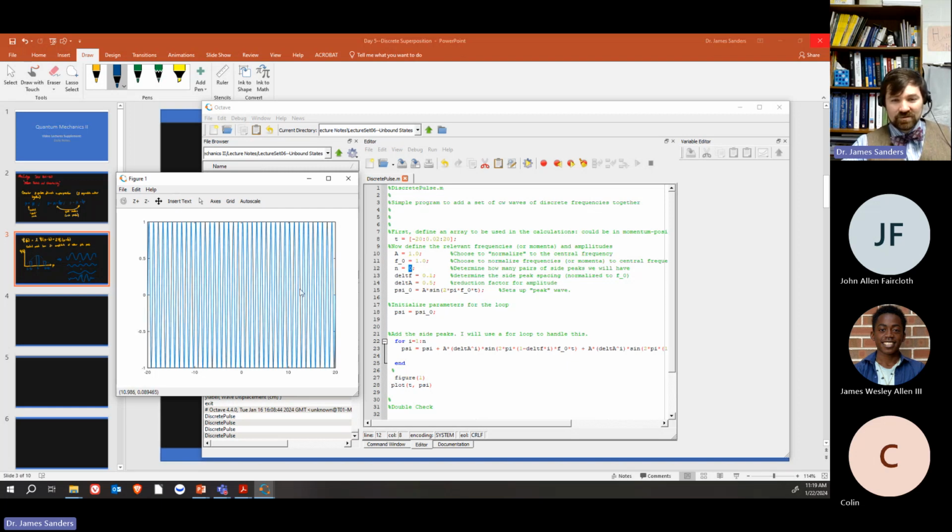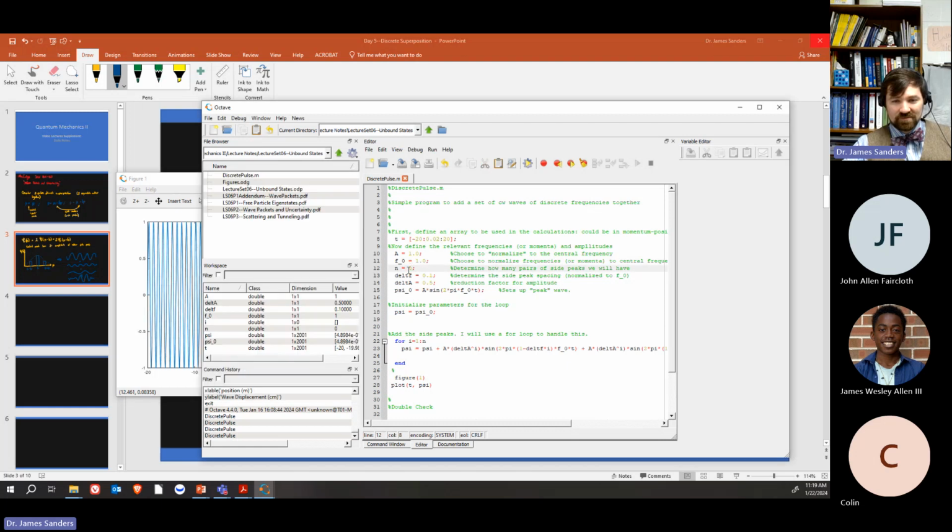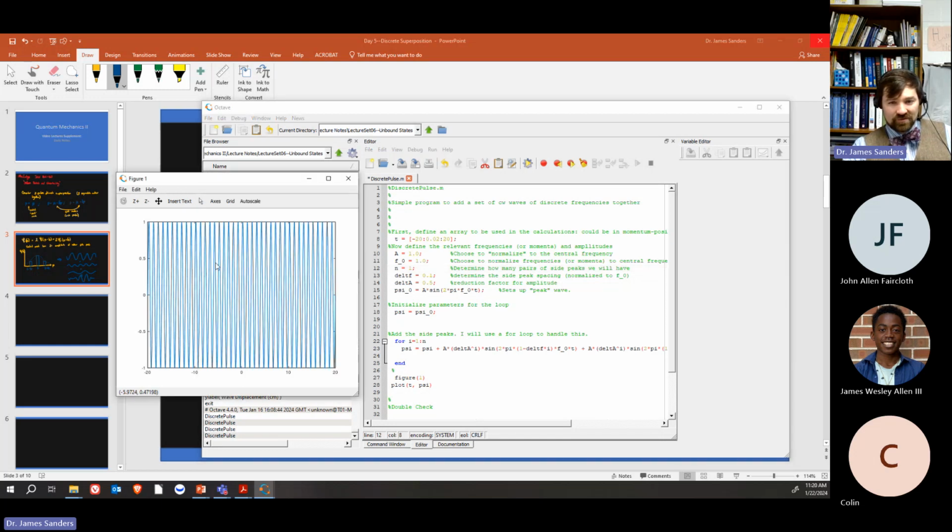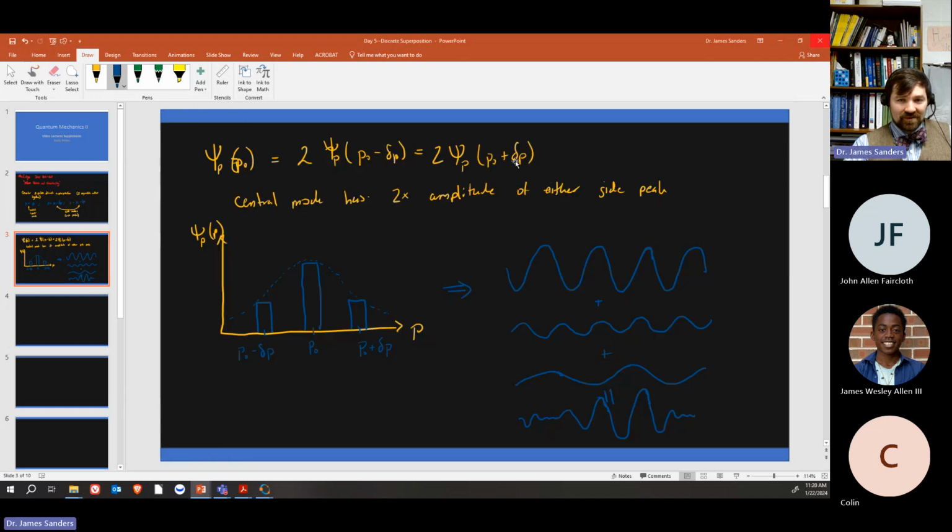Now, why did I allow so many oscillations? Because for the choice of parameters that I've made here, if I change this to n equals 1, this basically means we're adding in one pair of side peaks. So n is how many side peaks we want to add to this initial function. And I have a reduction factor in place, so each time I add another set of side peaks, it's half as big as the previous set. So for n equals 1, we're plotting the scenario that I've outlined here.